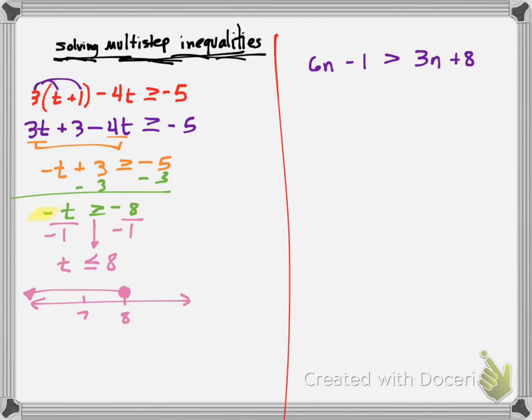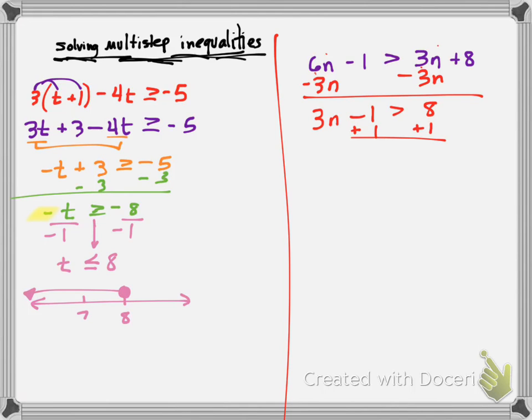Looking at example 2 over here, I have variables on both sides of the equation. I have a positive 6 here, I have a positive 3 there. If I want to get a positive n and avoid that situation, I'm going to subtract 3n from both sides to get 3n minus 1 equals 8.